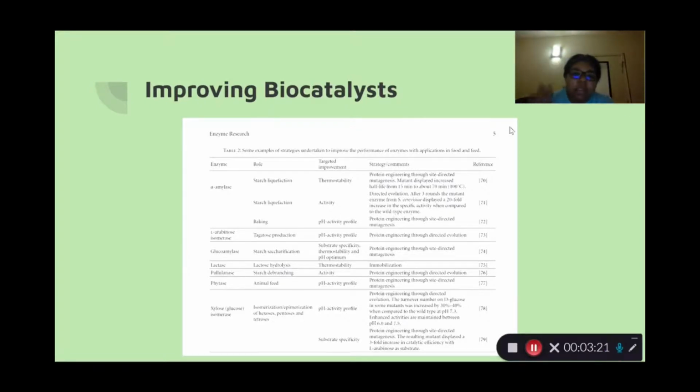This chart just further sums up what I was trying to say in the previous slides. This chart shows you the enzymes, the role the enzyme plays, the target improvement that the scientists want, and the strategy that the scientists use to get the target improvement. An example that we can look at really quickly is phytase. Phytase plays a role in animal feed, and the scientists wanted to change the pH activity of phytase, and they did this by using protein engineering through site-directed mutagenesis.